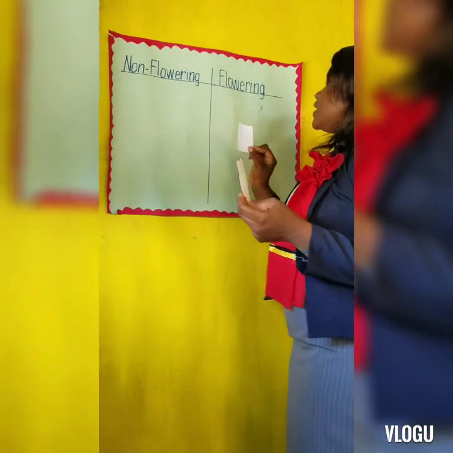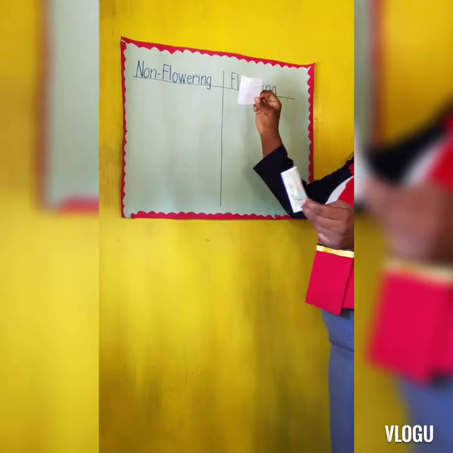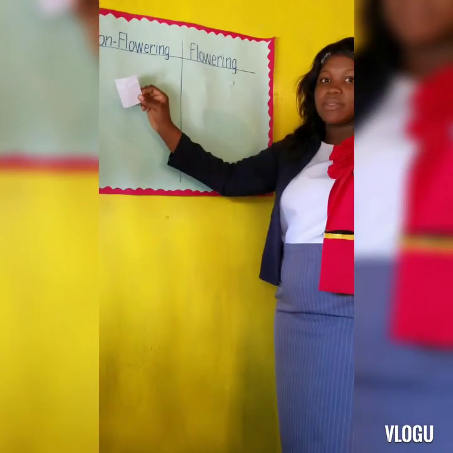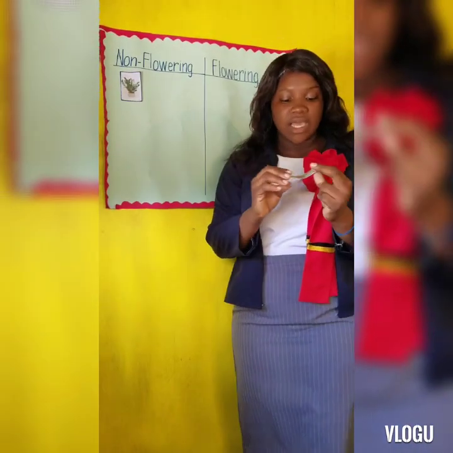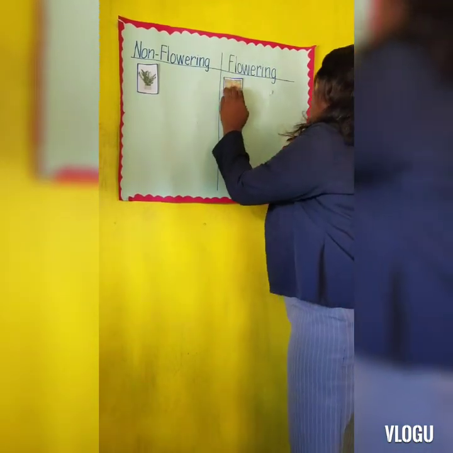Okay, now take a look at this plant. Does it have any flower? Any fruit? So tell me, what type of plant is this? It's a non-flowering plant. Very good, Akani. Okay, so which column do we place it in? This column or this one? Very good. This one right here. Another plant here. Flower or no flower? Flower. Very good. Where do we place it? Very good, Jamal.